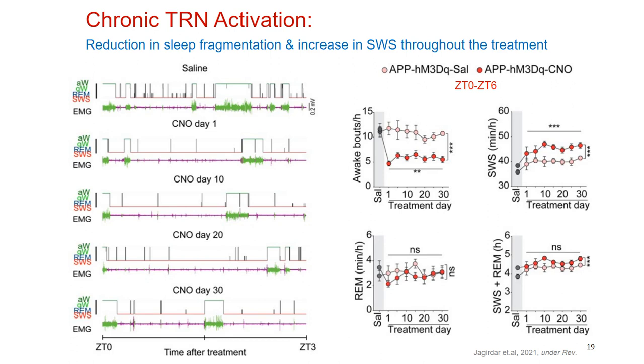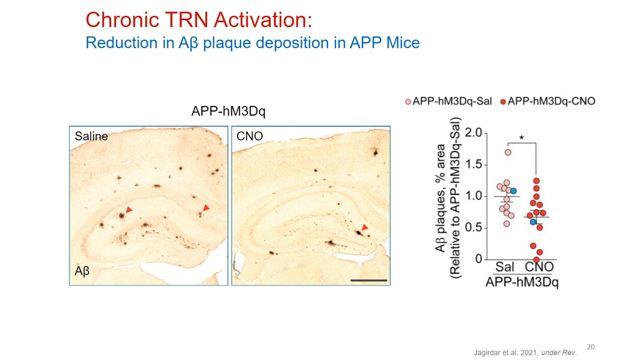So after 30 days of treatment, we were interested in how chronic activation of TRN helps in clearance of A-beta plaque. So we collected the brains and processed them for A-beta staining. We can see here that A-beta plaques stain in cortex and hippocampus of saline-treated APP mouse. And if we compare that to the CNO-treated mouse, there are a lot fewer plaques in the cortex and hippocampus. Quantification of staining shows a nice decrease in cortex and hippocampus, and both areas combined. So here the graph shows the combined analysis of area covered by A-beta plaques.